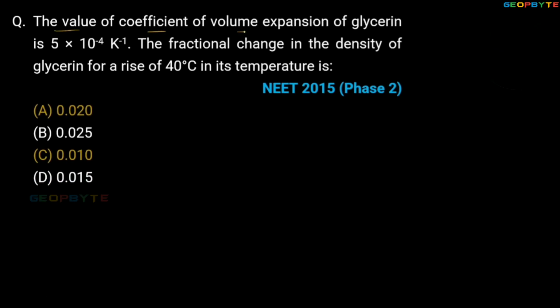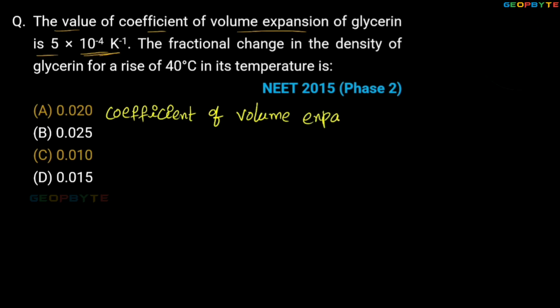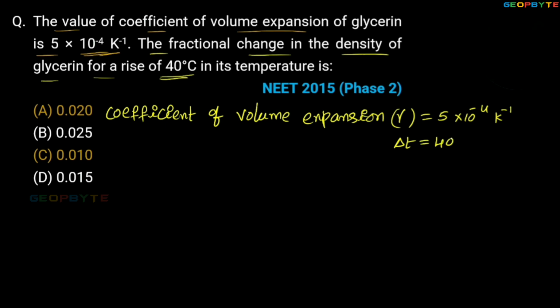Then let us take another important problem, asking like this. The value of coefficient of volume expansion of glycerin is 5 into 10 power minus 4 Kelvin inverse. Let me write it clearly. Coefficient of volume expansion, generally denoted with gamma, is equal to 5 into 10 power minus 4 Kelvin inverse. The fractional change in density of the glycerin for a rise of 40 degrees centigrade. Given that the rise in temperature delta T equal to 40 degrees centigrade. We are asked to decide fractional change in density.